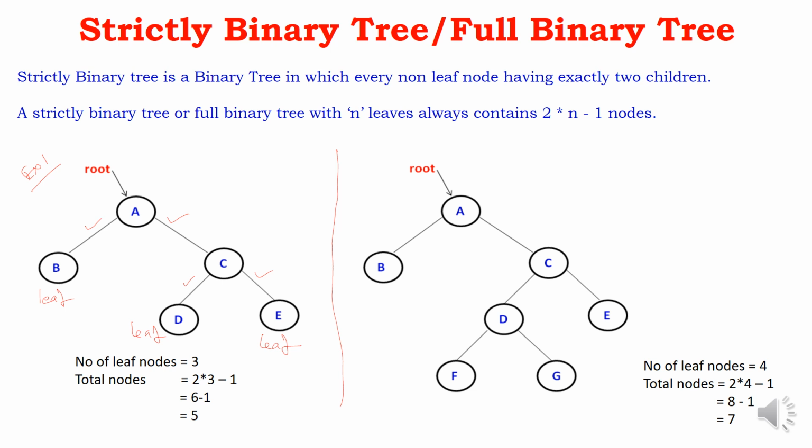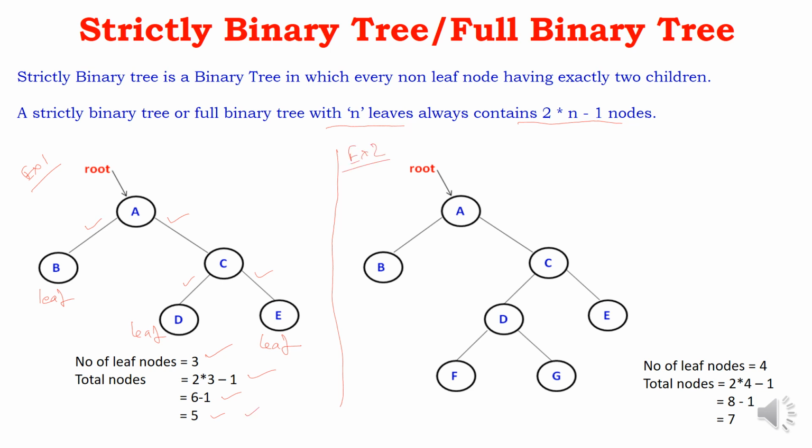Then what is the other thing? If there are n leaf nodes, it may contain 2 into n minus 1 nodes. See here, the number of leaf nodes is 3. The total number of nodes will be 2 into 3 minus 1. 2 into 3 is 6, 6 minus 1 is 5. So there are 5 nodes. Let me check: A, B, C, D, E, 5 nodes. Yes, it is correct. Let me explain with another example, example 2.